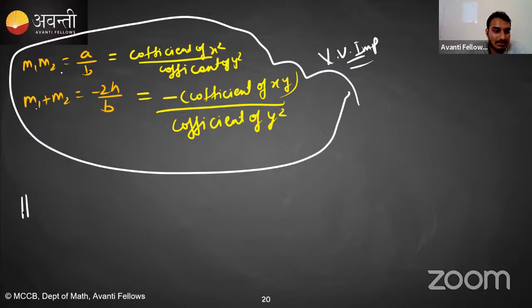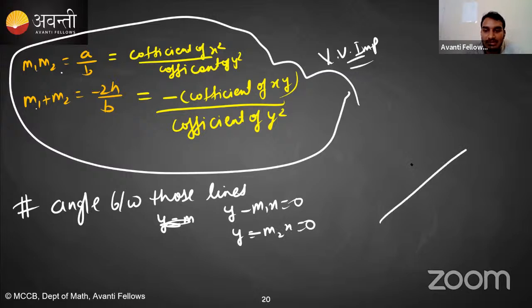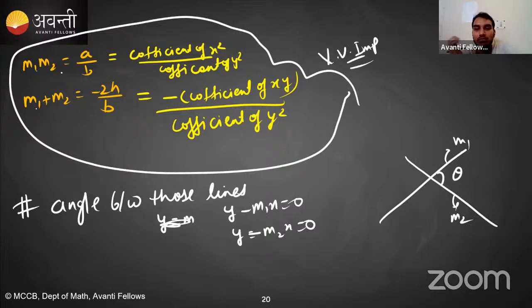So now next concept. Now let's talk about the angle between those lines. Clearly, one line has slope m1 and another line has slope m2, right? So one of the lines was y minus m1x equal to 0, and another line y minus m2x equal to 0. Let's say these lines have an angle theta in between. What is the angle between the two lines if one has slope m1 and another has slope m2?